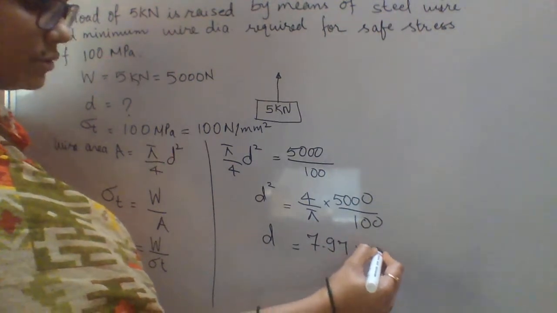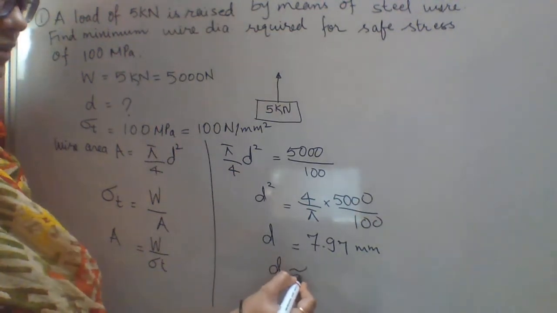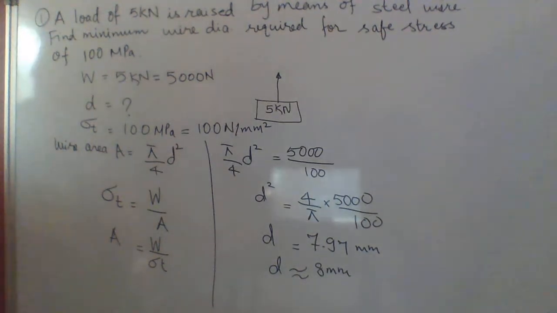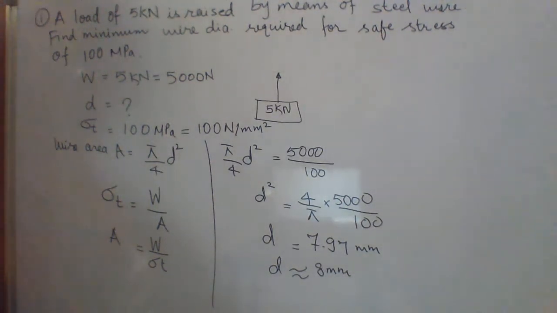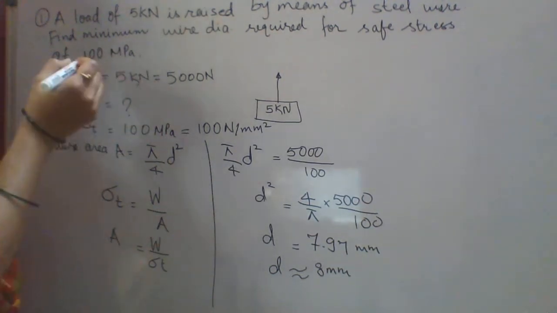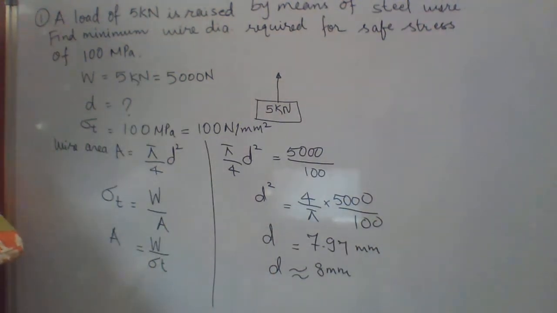7.97, and this will be in millimeter because all the length dimensions are in millimeter. We can round or we can take this as 8 millimeter. So the wire diameter will be 8 millimeter. 8 millimeter can bear this much load easily because the strength of the material is 100 megapascal. So in this style we solve the numerical like this. Now if you have understood, we will take the second numerical.